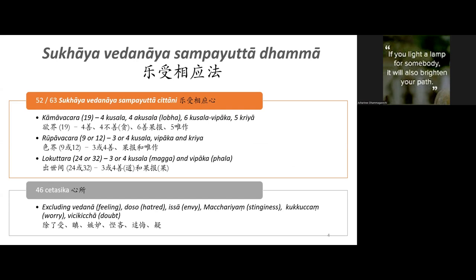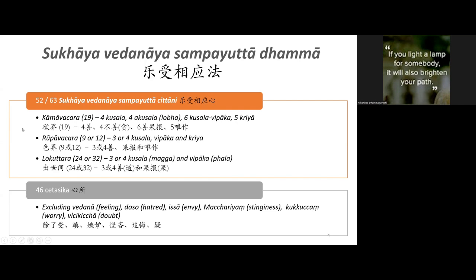So first, we'll start with Sukhāya vedanāya sampayuttā dhammā, our first term. The analytical states that fall under this term are the 63 Sukhāya vedanāya sampayuttā citta. That is according to the 5 jhana system. If we consider the 4 jhana system, then we will get 52. However, we will consider 63 for ease of analysis.